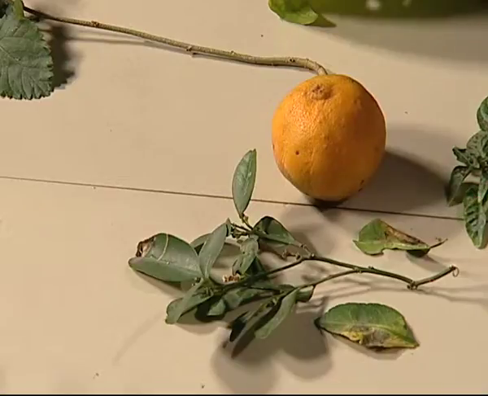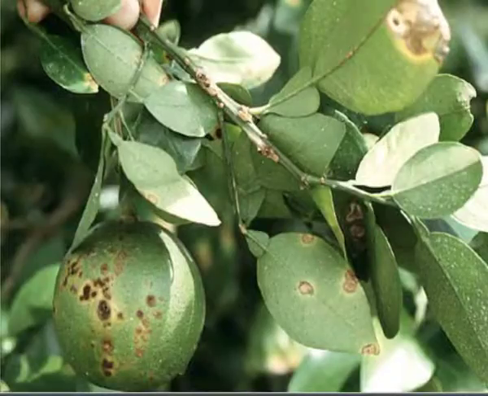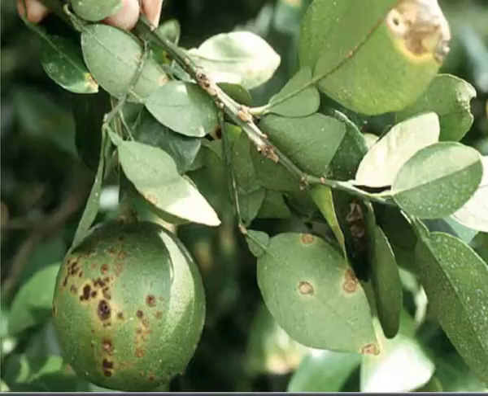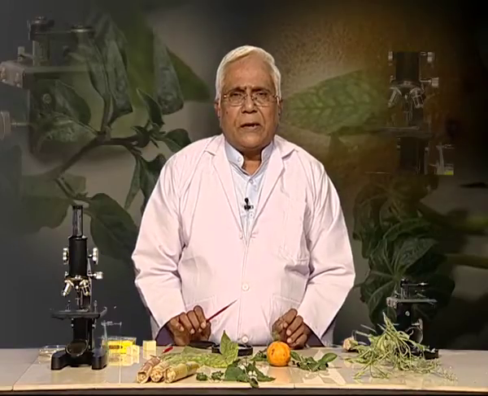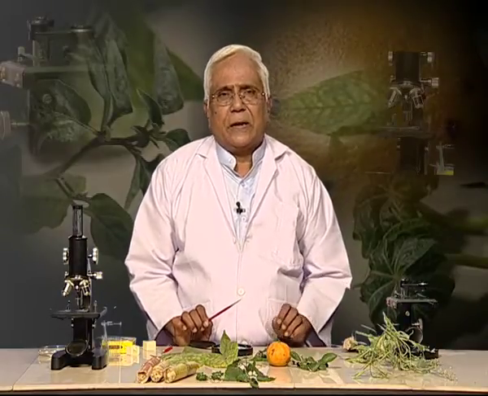stem, fruit, and you can see raised brown water soaked margins, usually with a yellow halo, and old lesions show a corky appearance, canker, corky appearance.